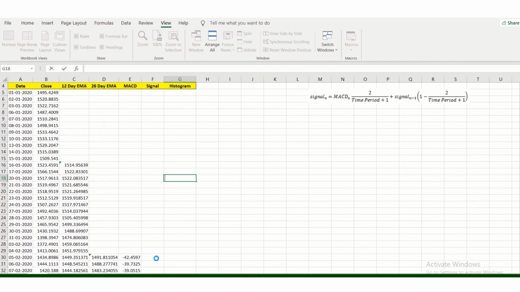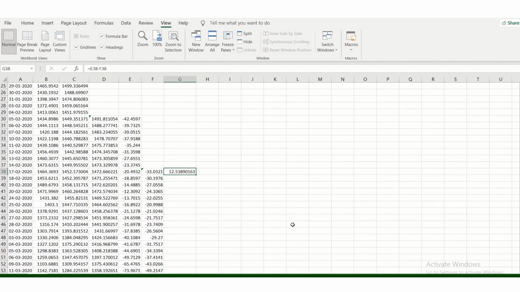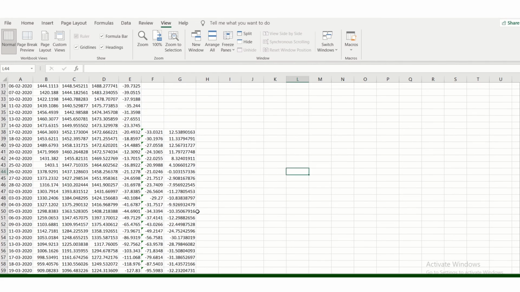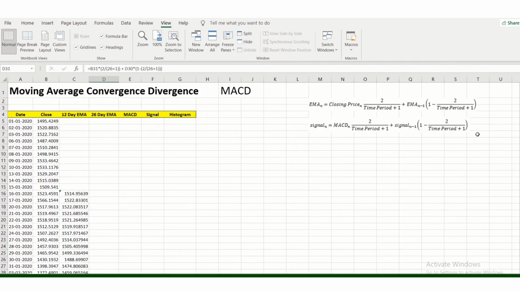Finally, to calculate the histogram value, we just take the difference between the MACD and signal and then fill all the cells as per the formula. So as of now, we have calculated the MACD indicator. Thank you.